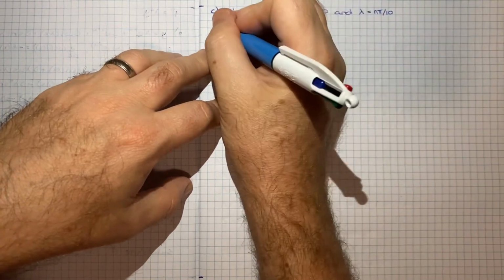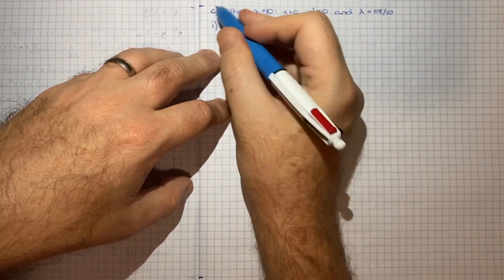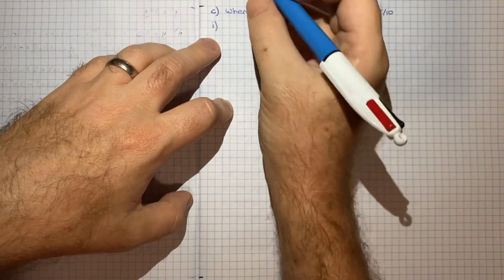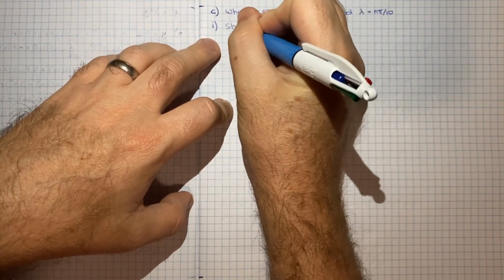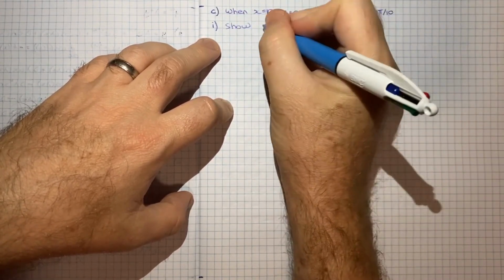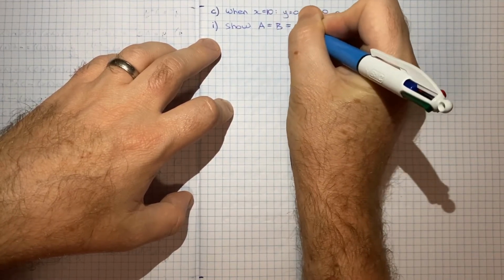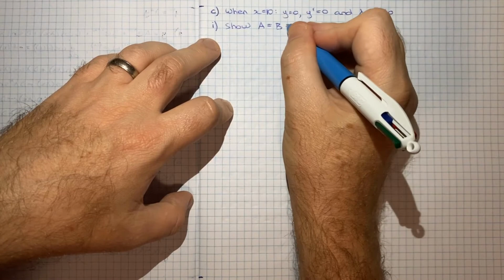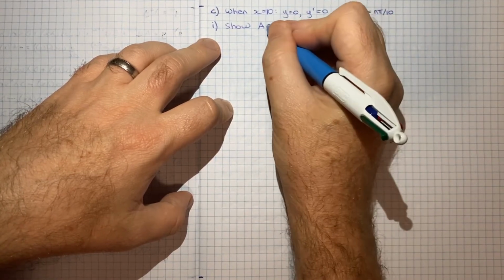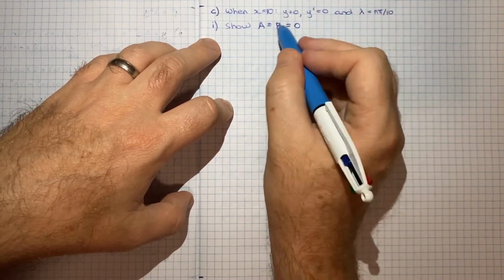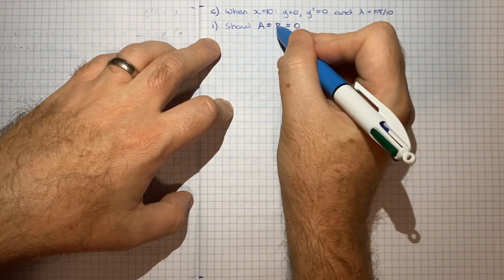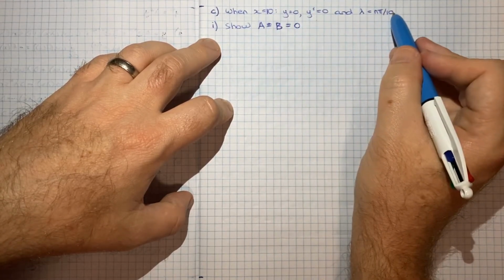And the first part of this part C wants us to show that under these conditions, capital A will be equal to capital B and will be equal to 0. That is a possible solution. Basically, that this result can come from these conditions.